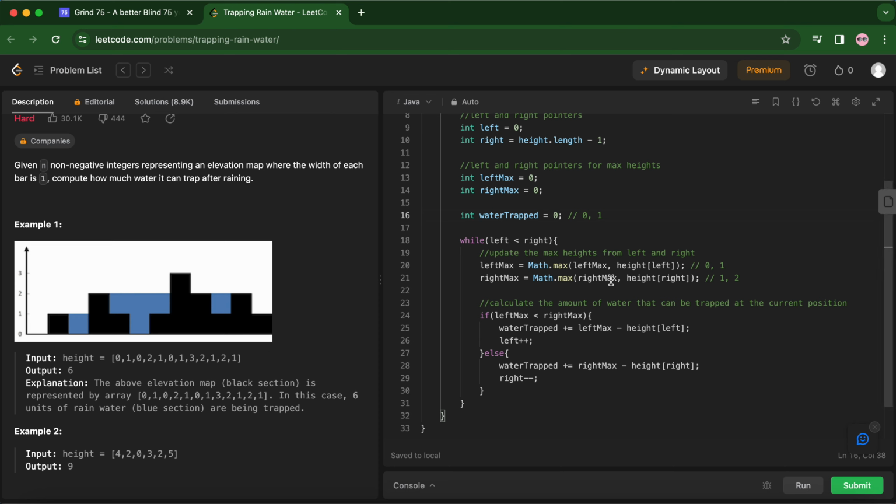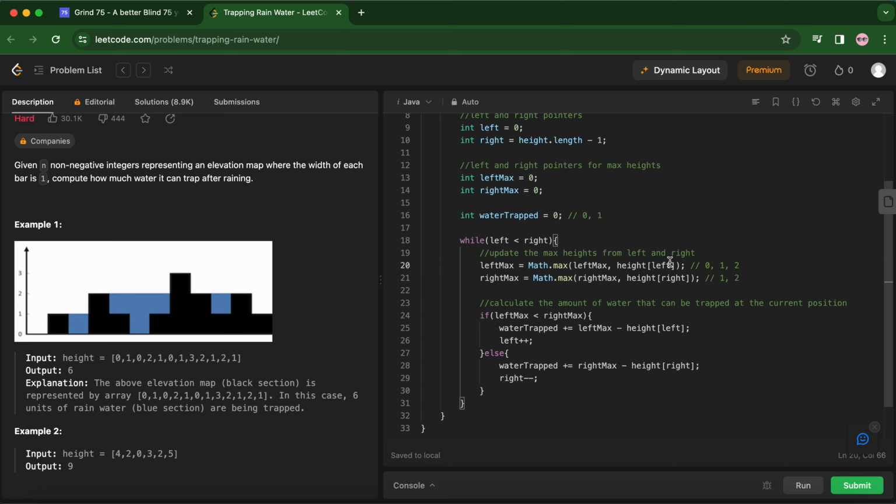Similarly, the loop will continue. I'll move forward with the dry run. So now left is pointing to the third, that is this one. Right is already pointing to this. So left max will get updated, and now it will become 2. We'll come to the else part. Since left max and right max are equal, water trapped would be right max minus height of right. Right max is 2, height of right is 2. So water trapped will be increased by 0. It remains 1. Right pointer will move forward to this point.